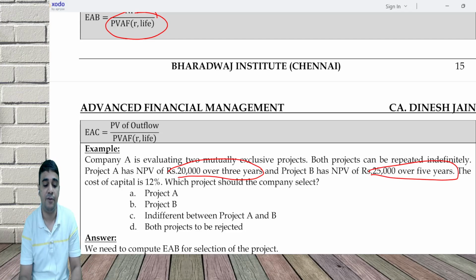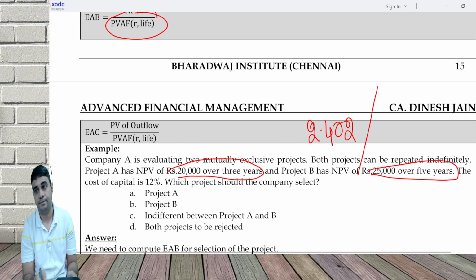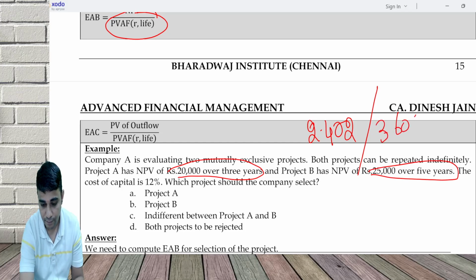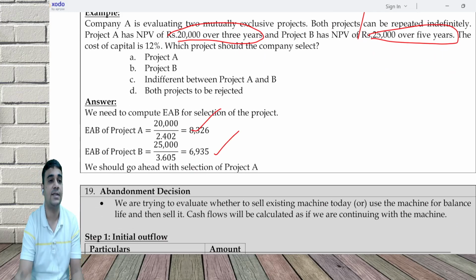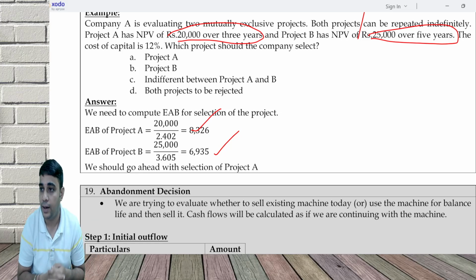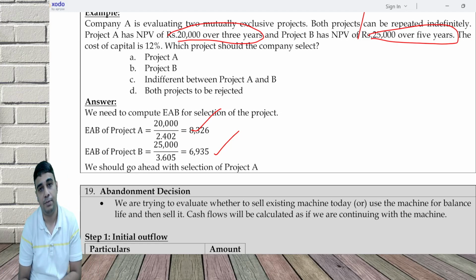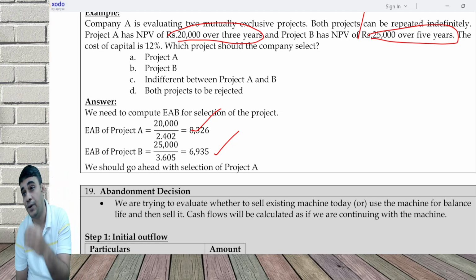Tell me the 3-year and 5-year annuity factor at 12%: 2.402 for 3 years. We normally take 3 decimals. You need to divide, and you will get 8326 and 6935. I will go ahead with selection of project A because project A has better EAB. Earning 20,000 in 3 years is better than earning 25,000 in 5 years.